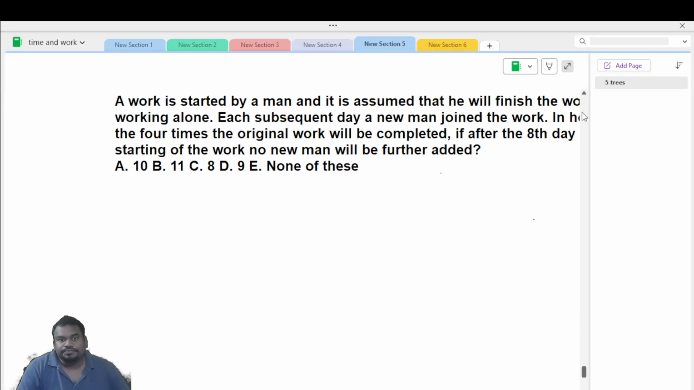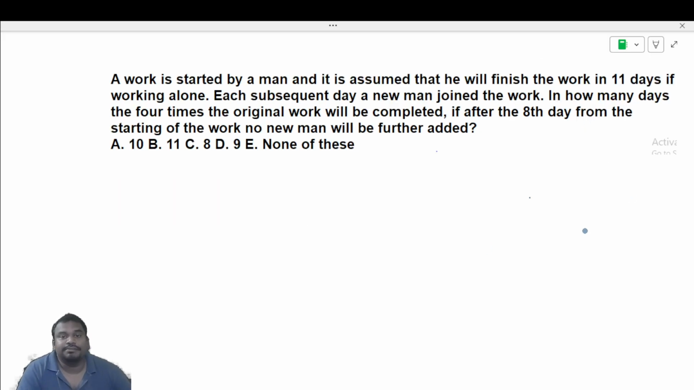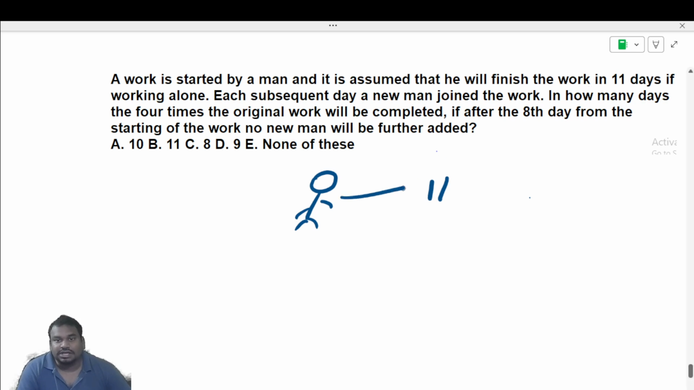Next question. A work is started by a man, and it is assumed that he will finish the work in 11 days. There is a man who can finish the work in 11 days. If he works alone, he can finish it in 11 days.